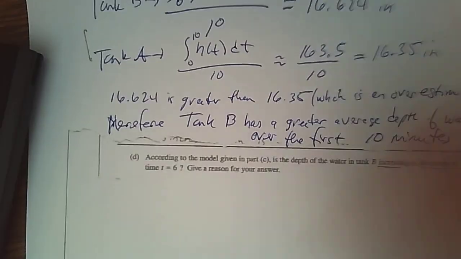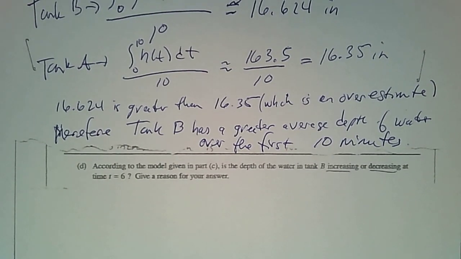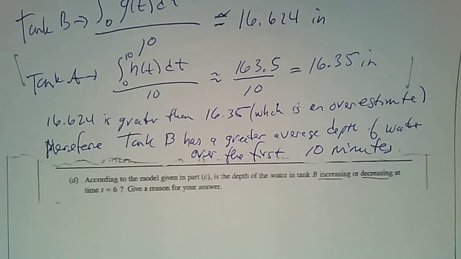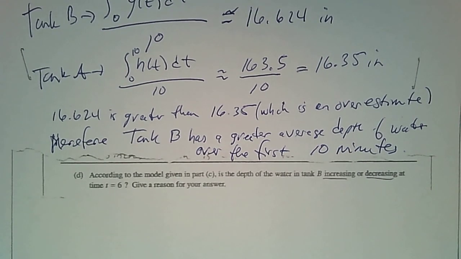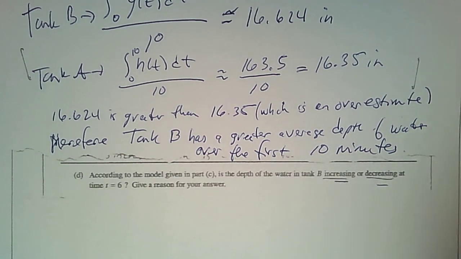Oh, they go off the screen. All right, last one for today, part D. According to the model given in part C, is the depth of water in tank B increasing or decreasing at t equals 6? And give a reason for your answer.